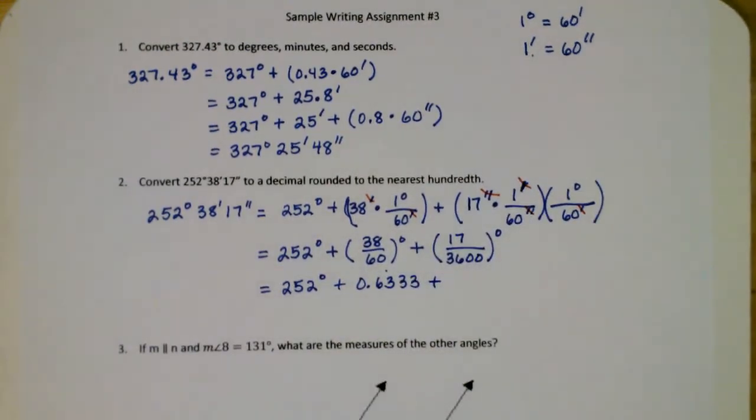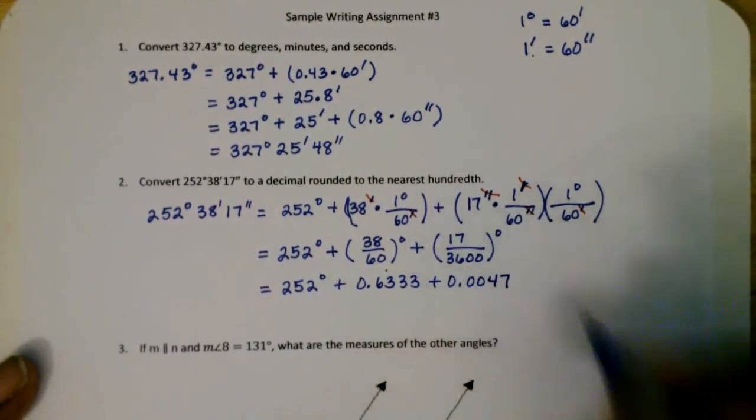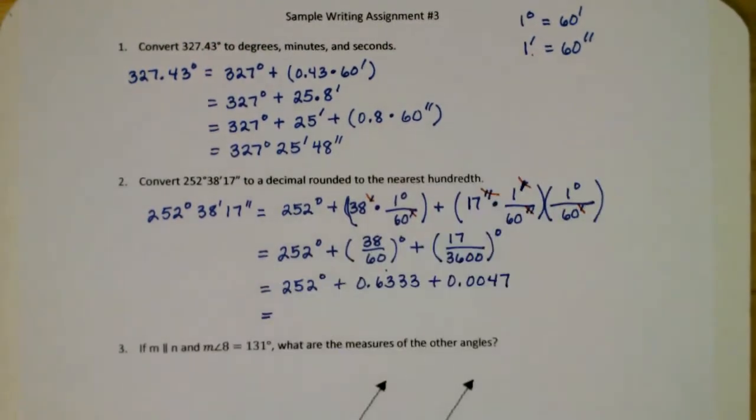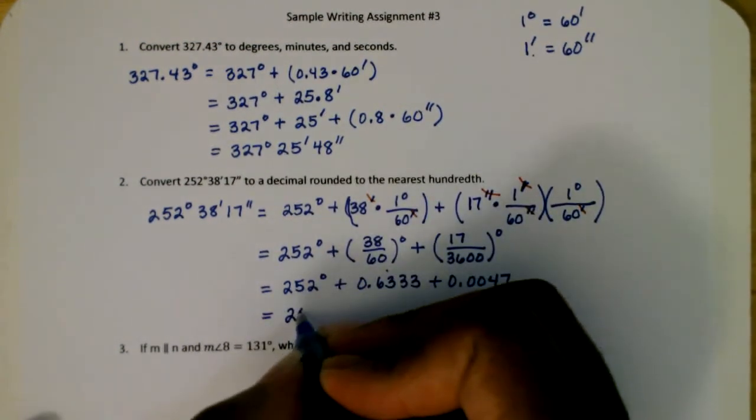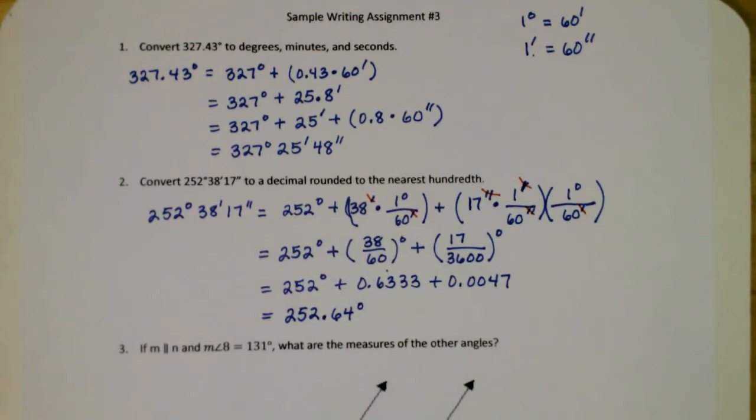And then plus, I'm going to do 17 divided by 3,600. I'm saying 0.0047. Okay. Now, when I add those decimal values, they're 0.63333 and 252. If I round this off to 2 decimal places, this would be approximately 252.64 degrees.